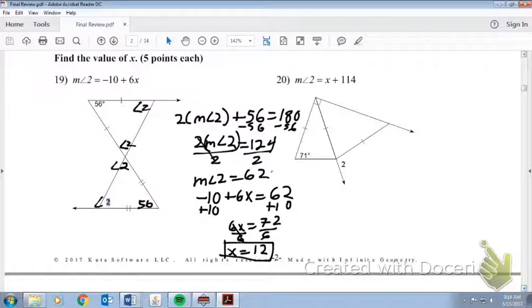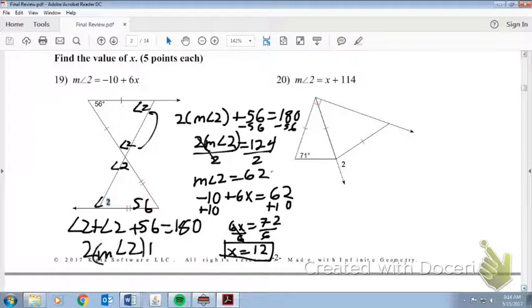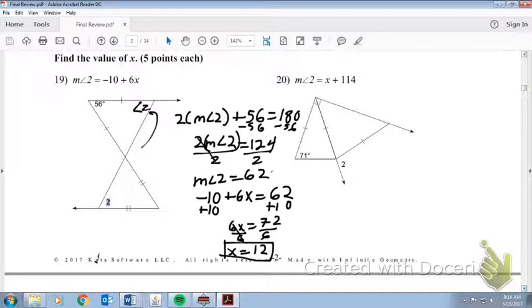We know that all four of those are angle 2. This is just a different way of looking at it. So we know that angle 2 plus angle 2 plus, and when I'm talking about 2, I'm not talking about the number 2, I'm talking about angle 2. Angle 2 plus 56 equals 180, and that's how we got that 56 down there, which means that 2 times the measure of angle 2 plus 56 equals 180, and then that's kind of where we started. So onward and upward.